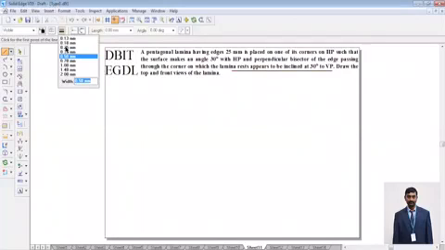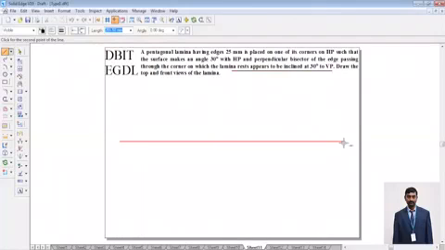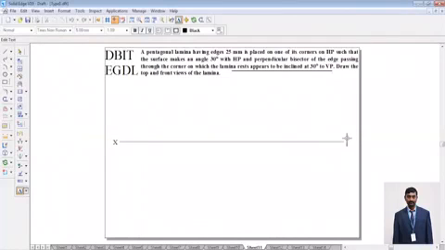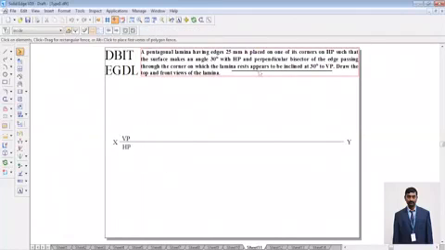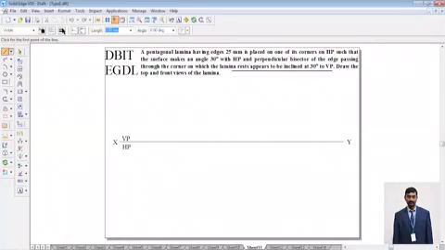So take an XY line of thickness 0.25. Using text command, I am going to write VP XY and VP HP. So now this we have a case where the pentagonal lamina having edges 25 mm is placed on one of its corners on HP. So now I'm going to take a line command of 0.5 thickness to construct the lamina.